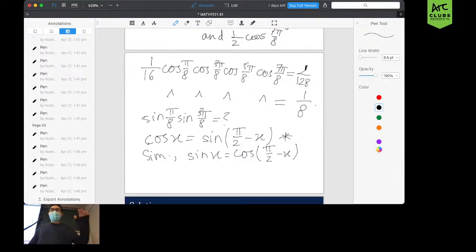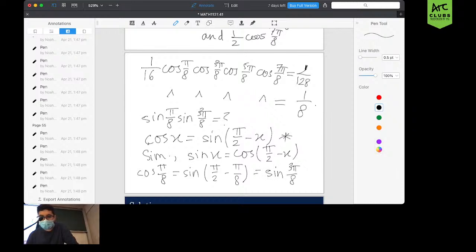And we can convert each of those cos terms we have at the top of this page into their respective sine terms. Well, cos pi on 8, using this complementary angle identity, becomes sine of pi on 2 minus pi on 8, and this becomes sine 3 pi on 8. Cool. I'm going to add another page.